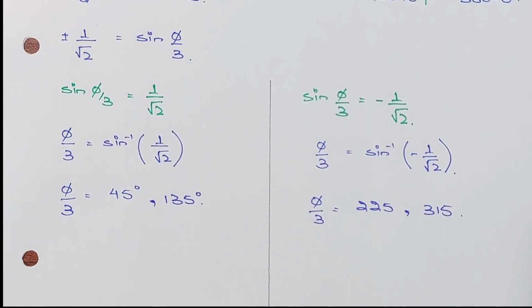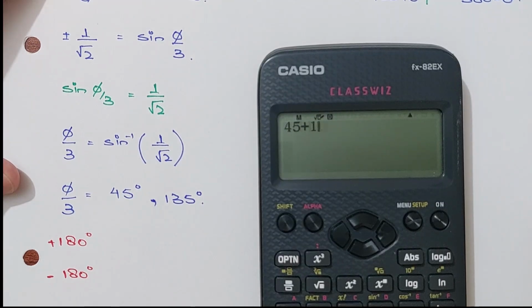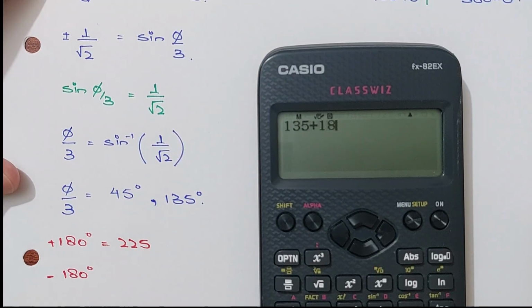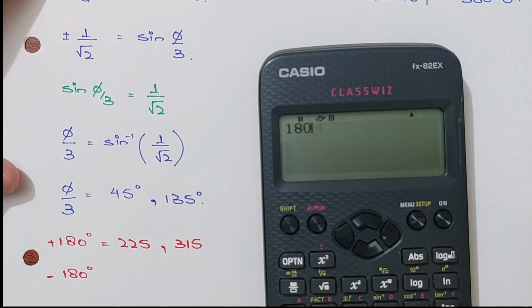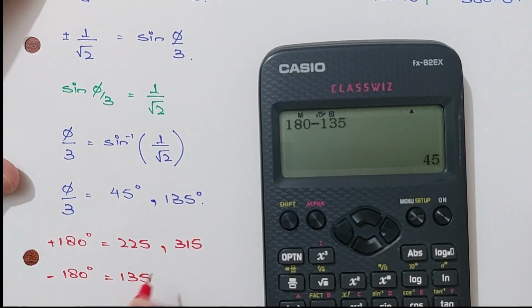Okay, now we have 5 by 3. We have 3 revolutions, so we have to add 180 and subtract 180 in all these values, right? So let me add 180 and subtract 180. In 45, add 180, which is 225. 135, add 180, which is 315. 180 minus 45 is 135. 180 minus 135 is 45.